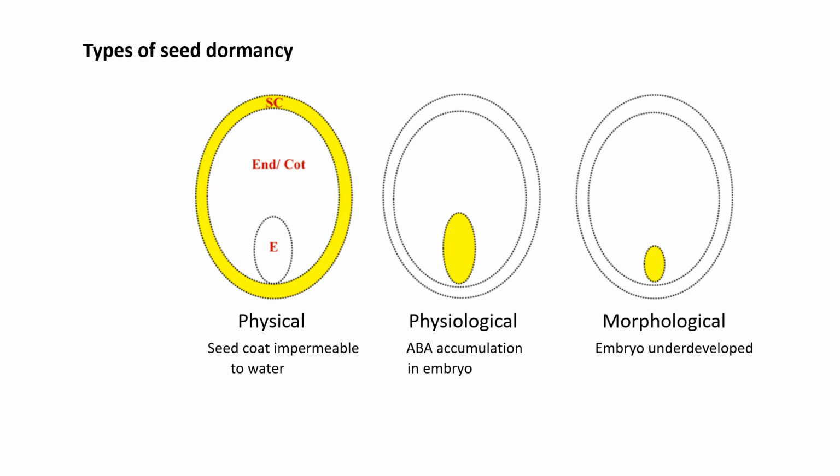Now, seeds of a majority of species exhibit a type of dormancy called physiological dormancy. This arises due to the accumulation of the plant hormone abscisic acid, which prevents germination until specific environmental cues have been perceived by the seed. Any factor that provides the environmental requirements for germination brings about a release from the dormant state.